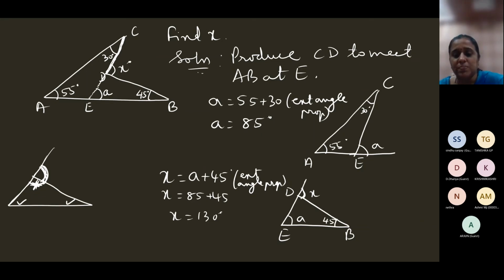X is equal to A plus 45. But A we already found, 85. So 85 plus 45, 130 degrees. Is it fine, children? Yes, ma'am. All right, children.